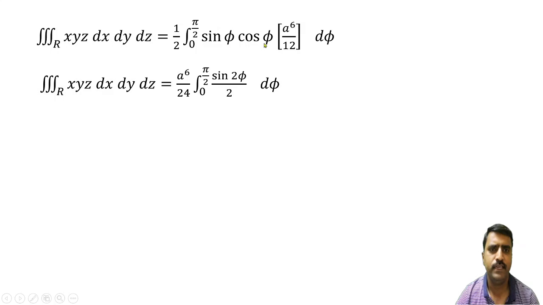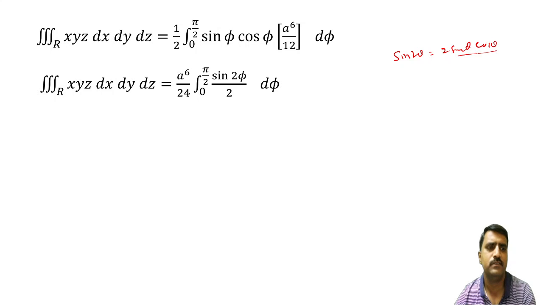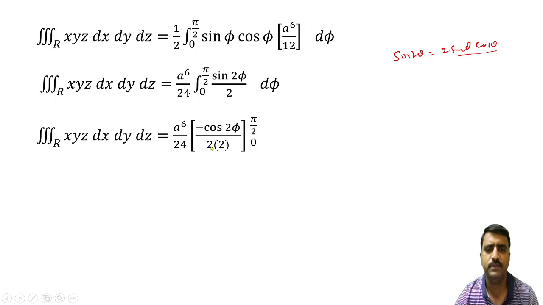You write sin phi cos phi as sin 2 phi by 2, because sin 2 theta is equal to 2 sin theta cos theta. So sin theta cos theta can be written as sin 2 theta by 2. Similarly, you can write sin phi cos phi as sin 2 phi by 2 into d phi with limit 0 to pi by 2. Integrate this, take this 2 outside, 24 2s are 24. Keep this 2 as it is. Integration of sin 2 phi is minus cos 2 phi by 2 with limit 0 to pi by 2. Apply the limit here.